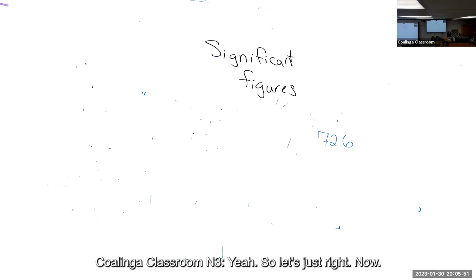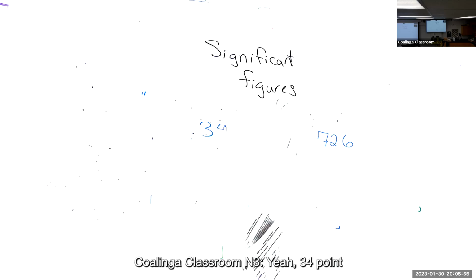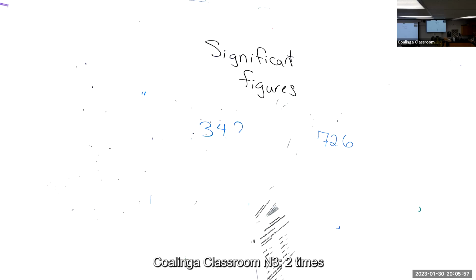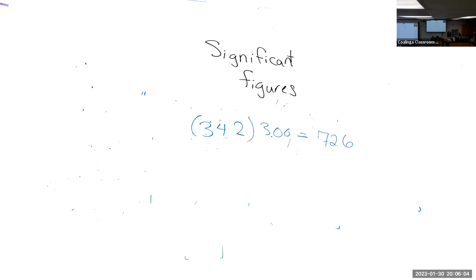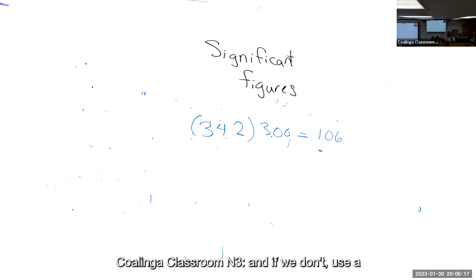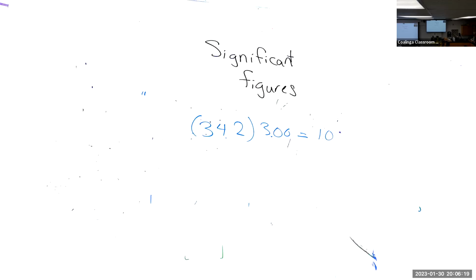Yeah, so let's write down the problem. So we have 34.2 times 3.00. That's going to equal 102.6. So the answer is going to be, if we don't do sig figs, 102.6.